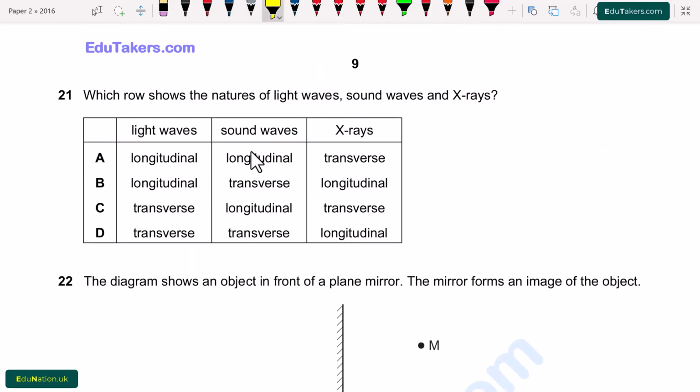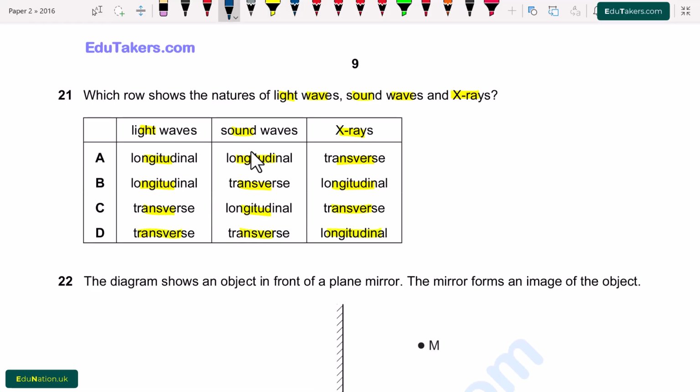Question number 21. Which row shows the nature of the light waves, sound waves and X-rays? Light waves, sound waves and X-rays. Option A, longitudinal, transverse. B, longitudinal, transverse and longitudinal. C, transverse, longitudinal, transverse. D, transverse, longitudinal.